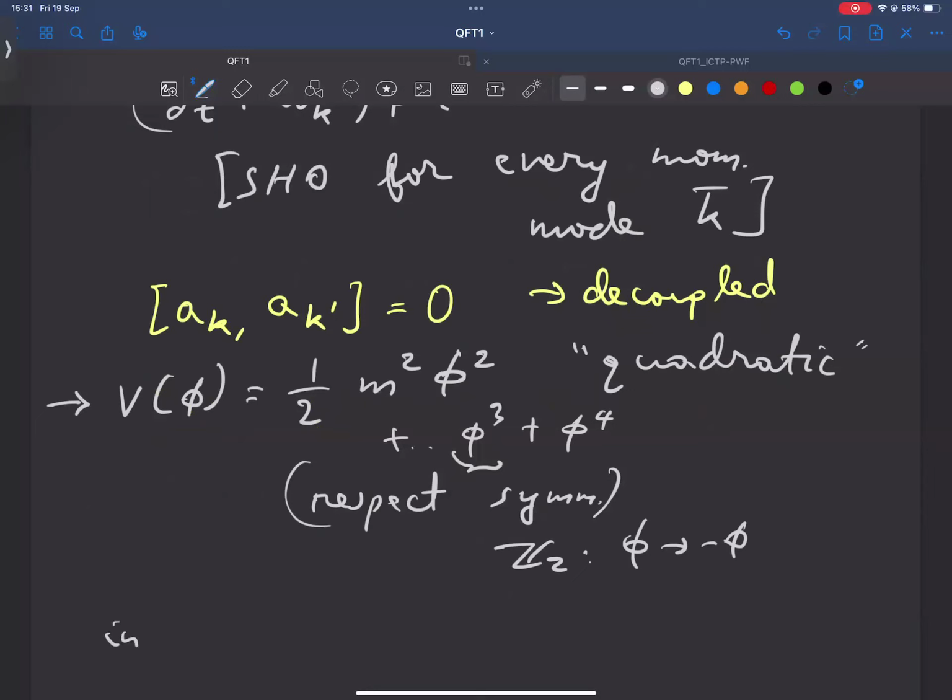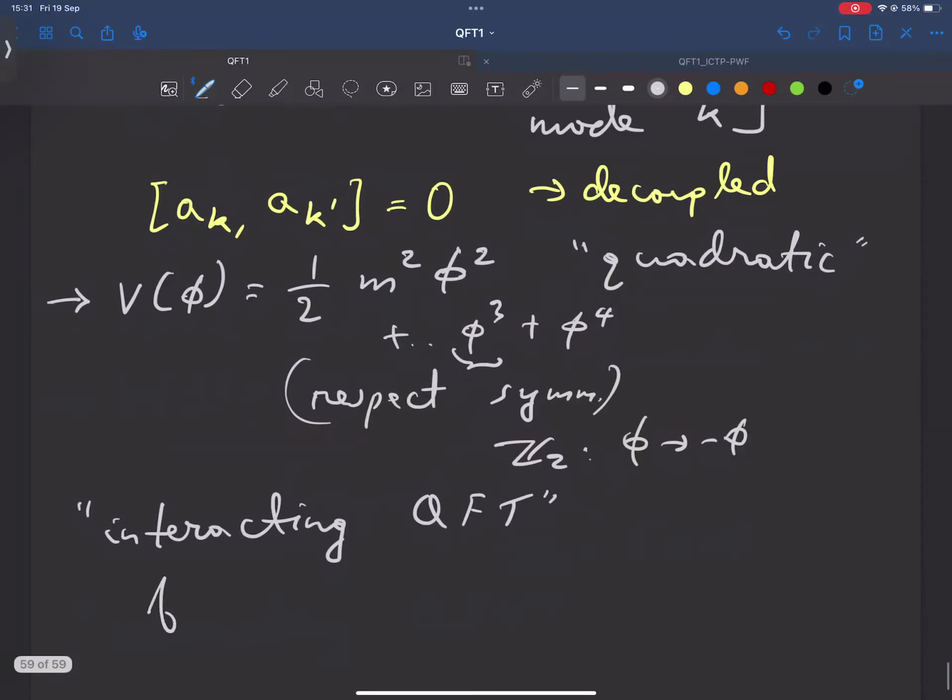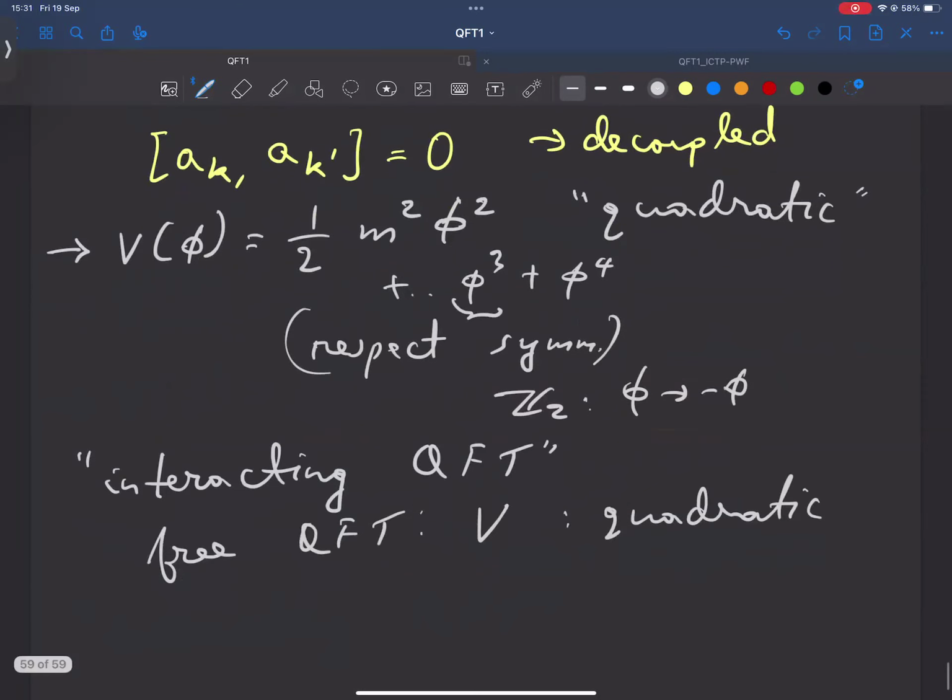They will be in the next set of lectures, when you will discuss interacting quantum field theory. Now, all of this goes under the name of free quantum field theory, which means that at most your V is quadratic. But this is a good exercise.